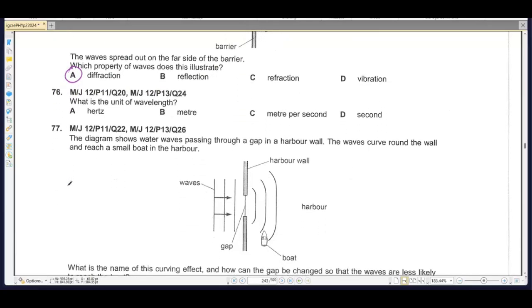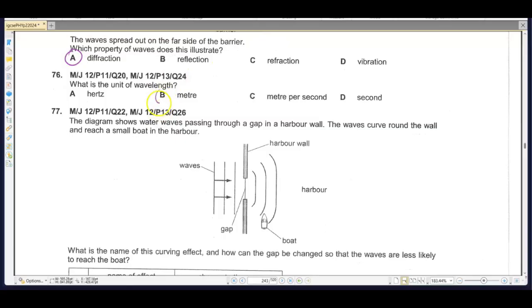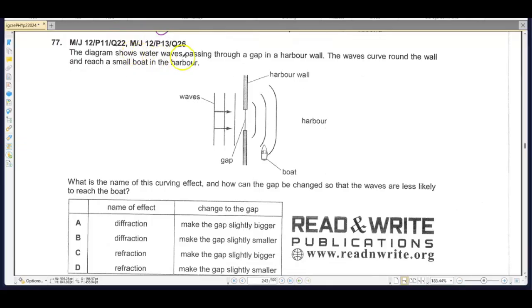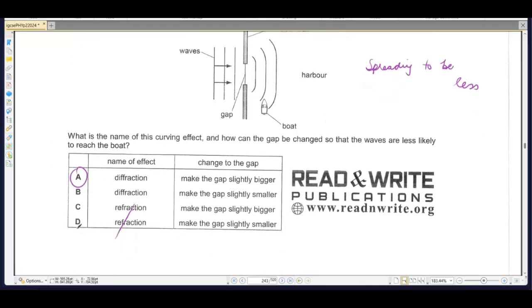Question number 76. What is the unit of wavelength? Unit of wavelength is meters. We did this question before as well. Question number 77. The diagram shows water waves passing through a gap in a harbor wall. The waves curve round the wall and reach a small boat in the harbor. What is the name of the curving effect and how can the gap be changed so that the waves are less likely to reach the boat? We did this question before as well. This is an example of diffraction. If you want the spreading to be less, you should increase the gap in the barrier. Both of these are inversely proportional to each other. So A is going to be the correct option.